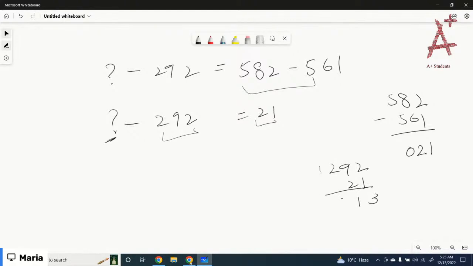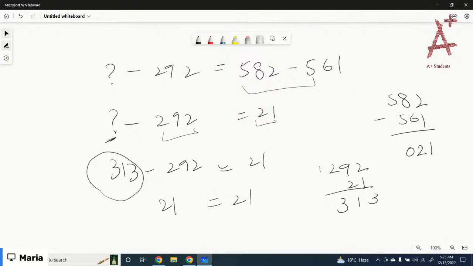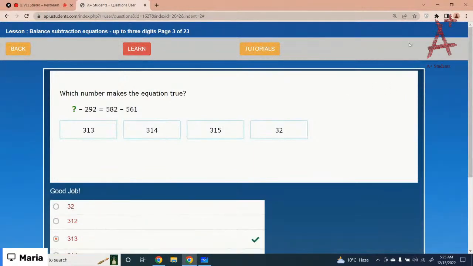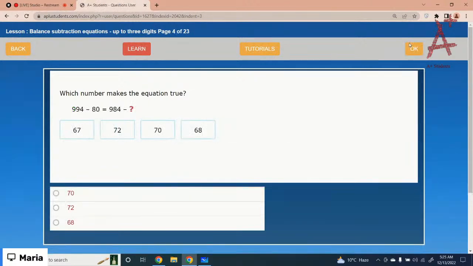It would be 313. That means the missing number is 313. Got it? And when you subtract them, you'll get the answer 21. So the missing number must be 313. Got it, everyone? So just select the correct option and click on the OK button. Got it? Okay, the next one is 994 minus 80.